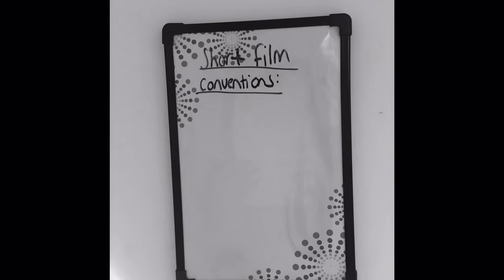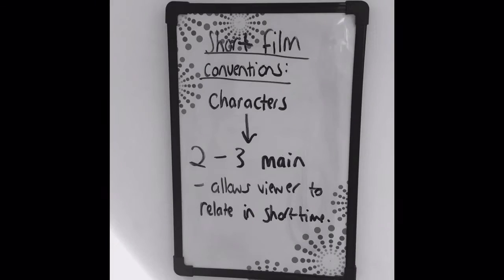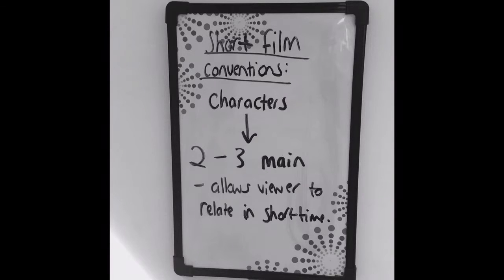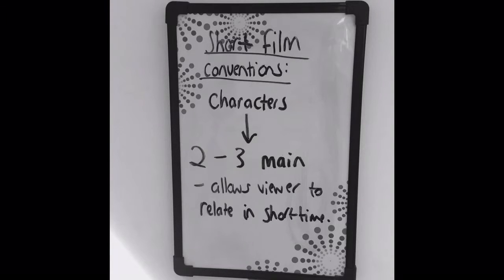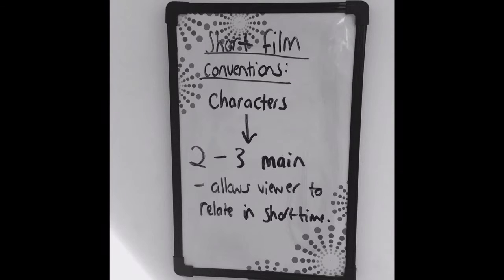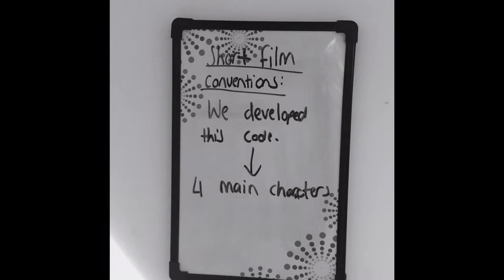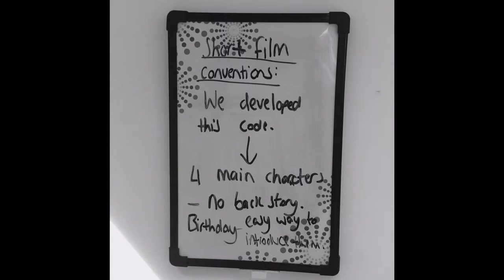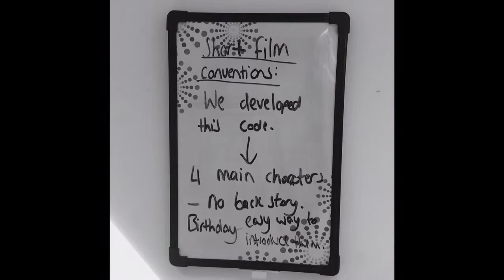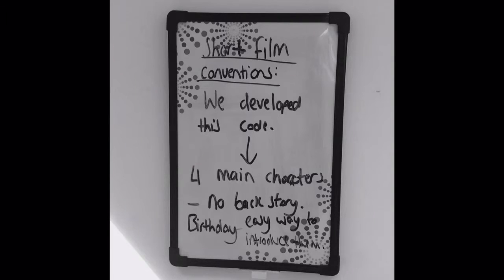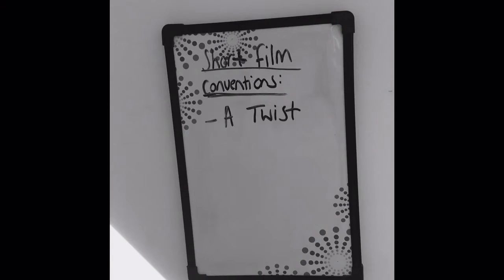Short film conventions. Usually there are two to three main characters to allow the viewer to relate to the characters in a short period of time, as short films are obviously short. We have developed this as we have four main characters and four sub-characters. We have linked these all with the event of a birthday, because there's no backstory, because there's no time for that. So the birthday is an easy way for the audience to feel like they can relate to the characters in a short period of time.